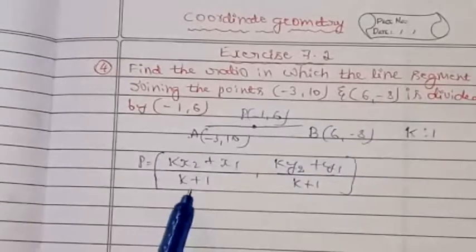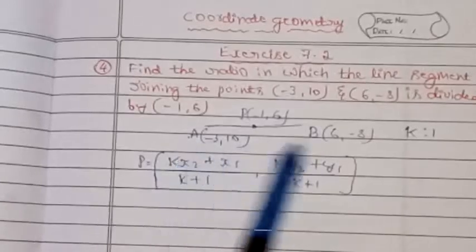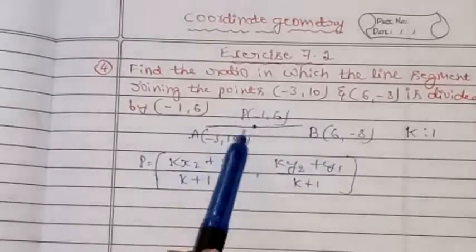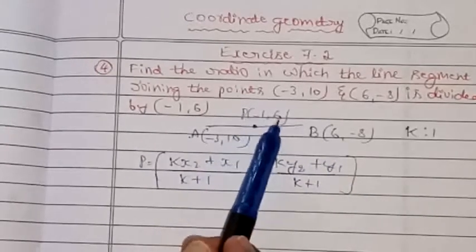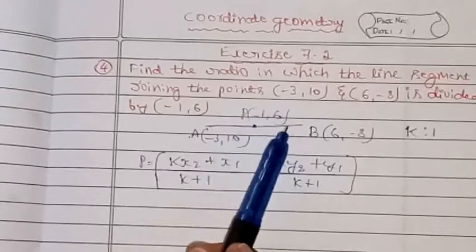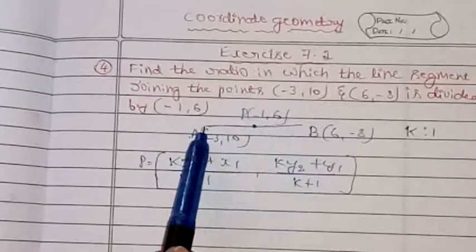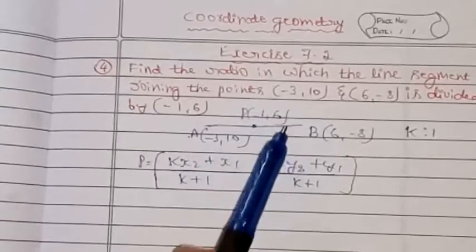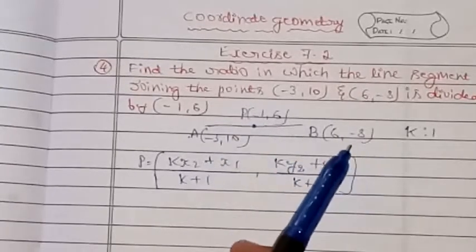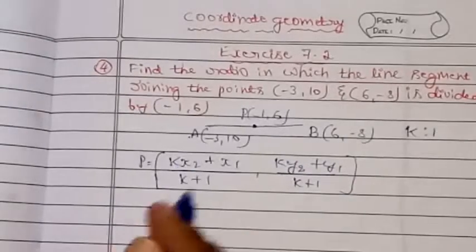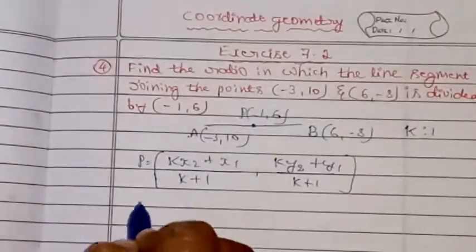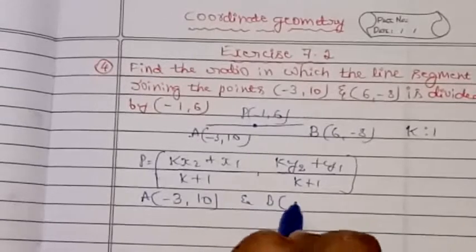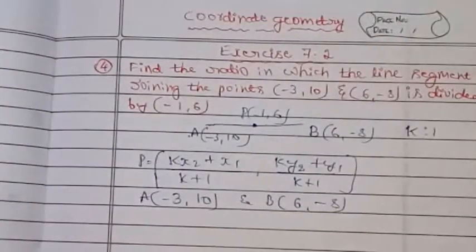Now again I will explain this, children. Here AB is a line segment with A (-3, 10) and B (6, -8), and it is divided at the point P with coordinates (-1, 6). You need to find in what ratio this line segment has been divided at the coordinates (-1, 6). So first I'll write down the coordinates of A and B: A (-3, 10) and B (6, -8).